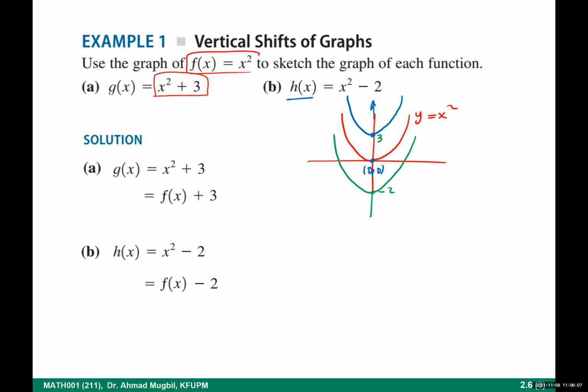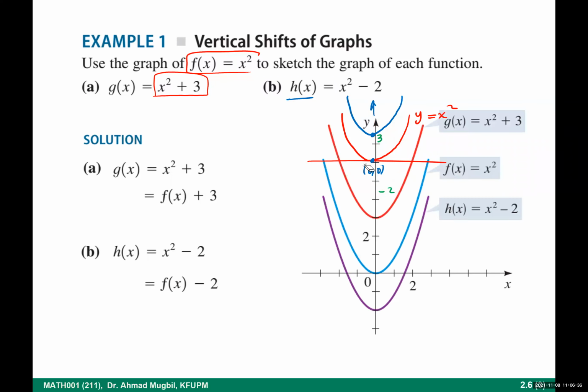What is the domain here? The domain is all the real numbers. Of course, it will not be changed. Even when you have a vertical shifting, the domain is still the same. The x values are not affected by this. What is affected here is the range. For example, the range of the original function was from 0 to infinity. For this one, it is from 3 to infinity. For this one, it is from -2 to infinity. This is the graph in large scale.